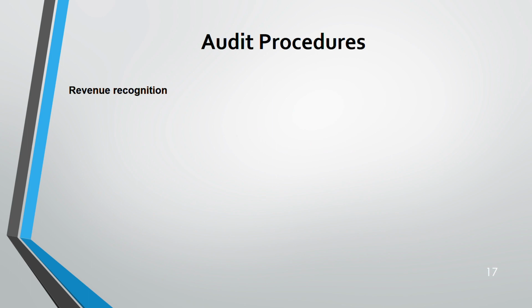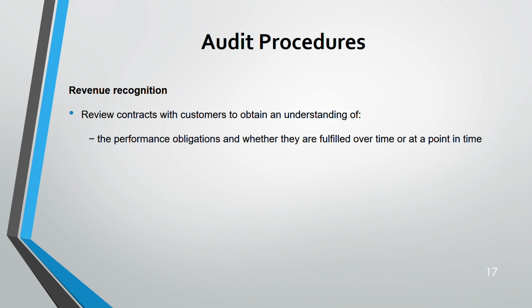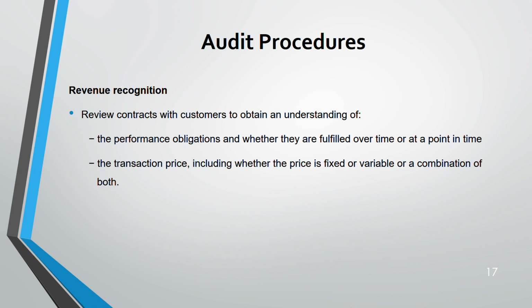Now, revenue recognition, very important. I'm sure many of you like this area also by now. So, revenue recognition with standard IFRS 15. Here, review the contract and have an understanding of the performance obligation. You need to understand whether you are satisfying the performance obligation at a point in time or over a period. Next, transaction price. Whether the price is fixed, variable or a combination of both.